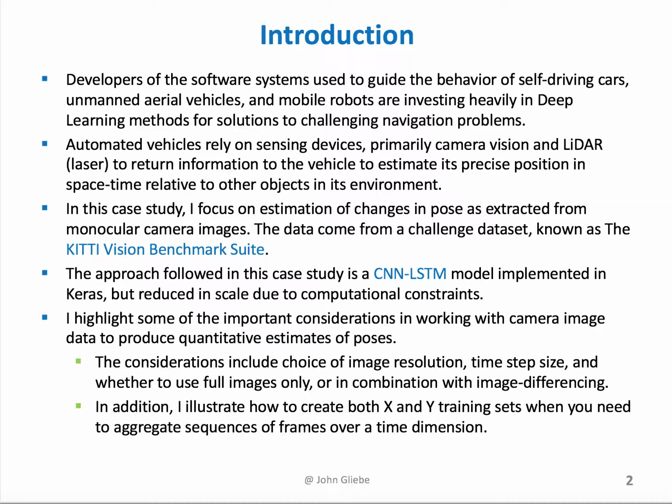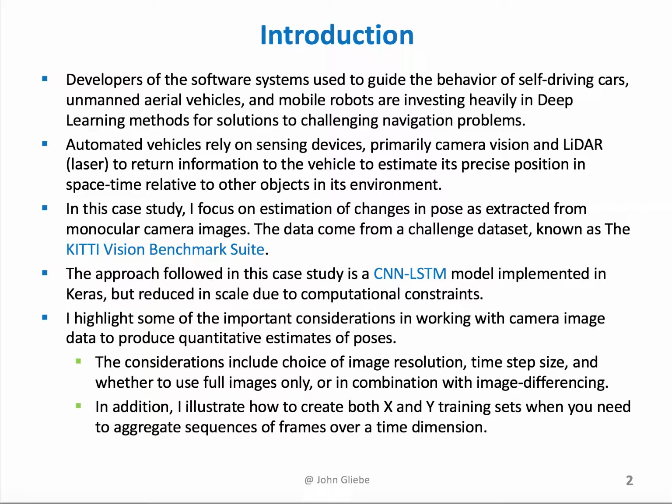Developers of the software systems used to guide the behavior of self-driving cars, UAVs, and robots invest heavily in deep learning methods to solve challenging navigation problems. Automated vehicles rely on sensing devices, primarily camera vision and LiDAR, to provide information to the vehicle to estimate its precise position in space-time relative to other objects in its environment and to where it is on the Earth.